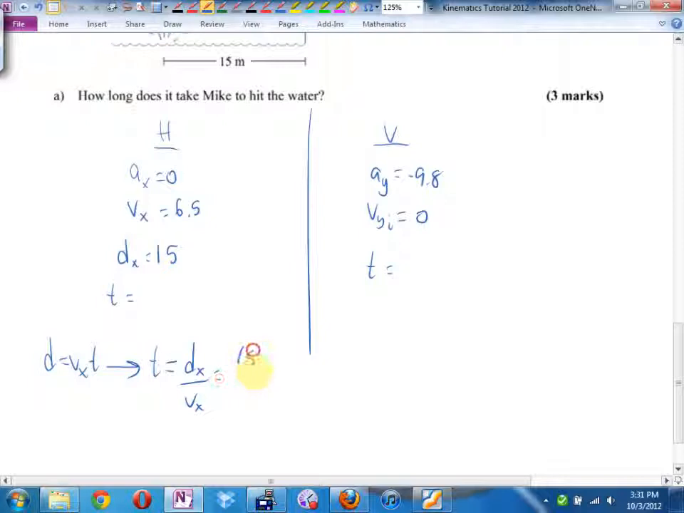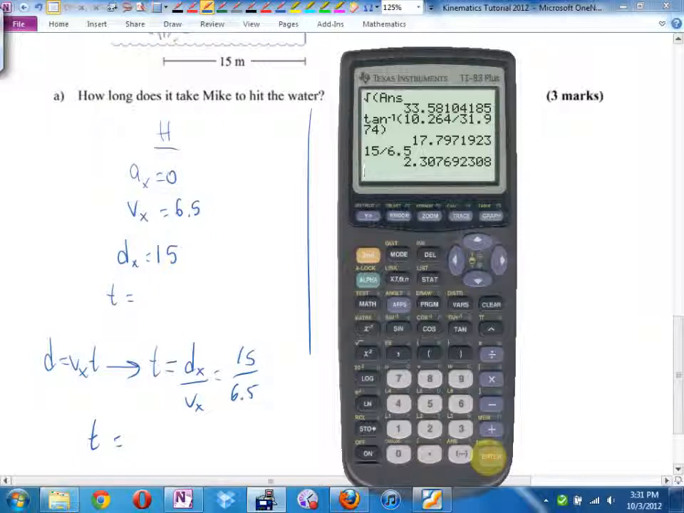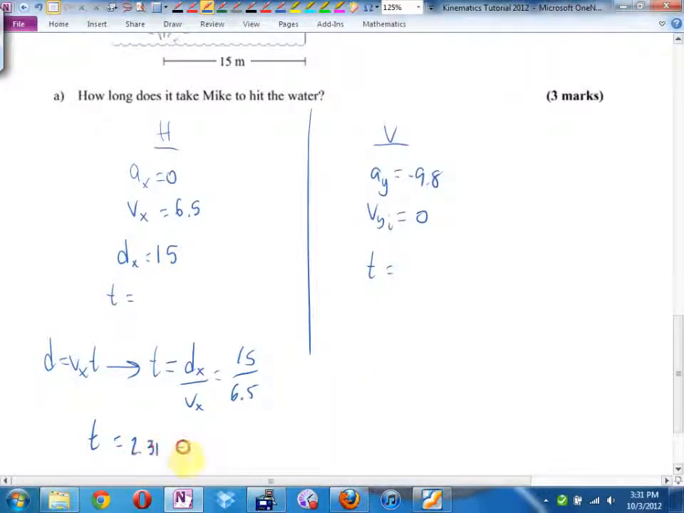It's going to be 15 over 6.5. Time of flight to hit the water. It's going to be 15 over 6.5. 2.307692308. 2.31. And I usually put a box around it if it's the final answer, just so it stands out.